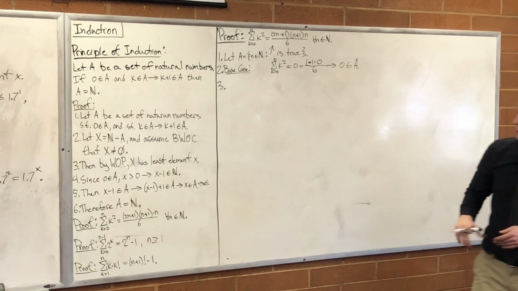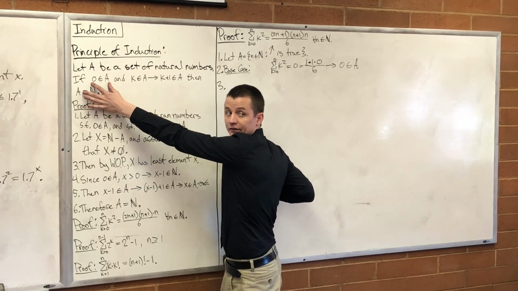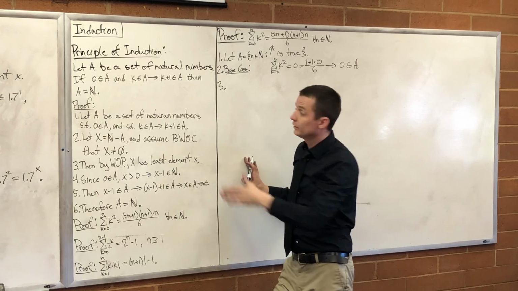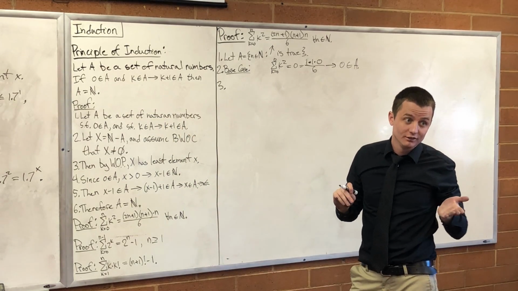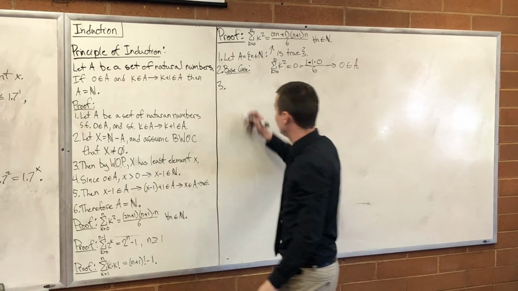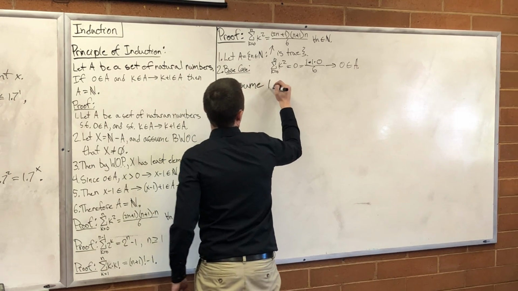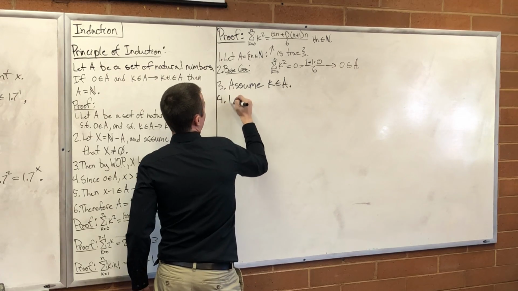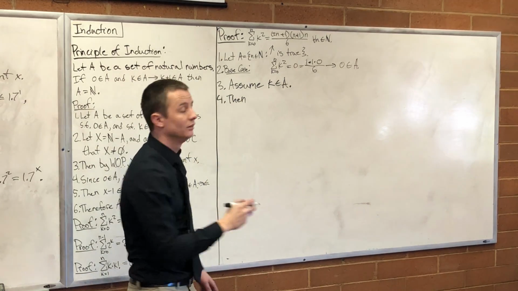Okay, so now I've shown that 0's in A. Now I need to show k in A implies k plus 1's in A. I need to prove this. How do we prove an implication? You assume first. Assume the antecedent and show that it implies the conclusion. Assume k is in A. Then what? What does it mean for k to be in A?